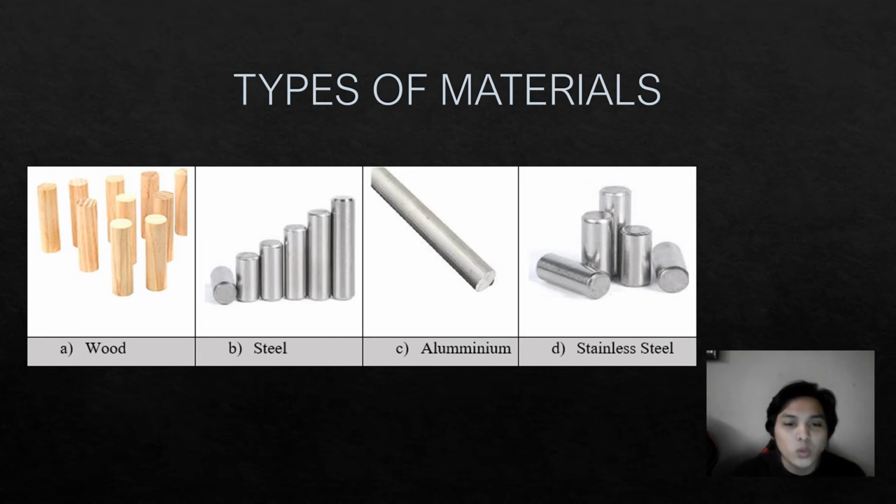So first is wood, second is steel, third is aluminium, and lastly is stainless steel.